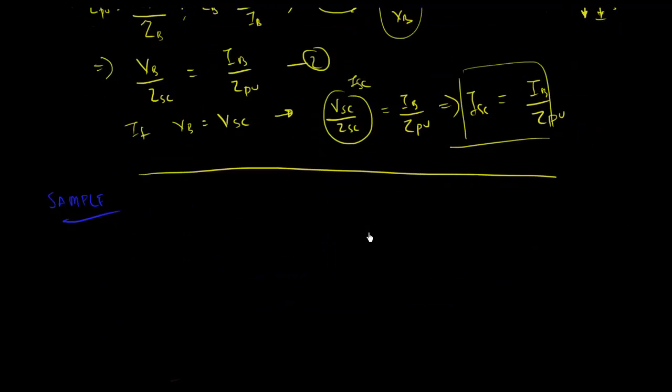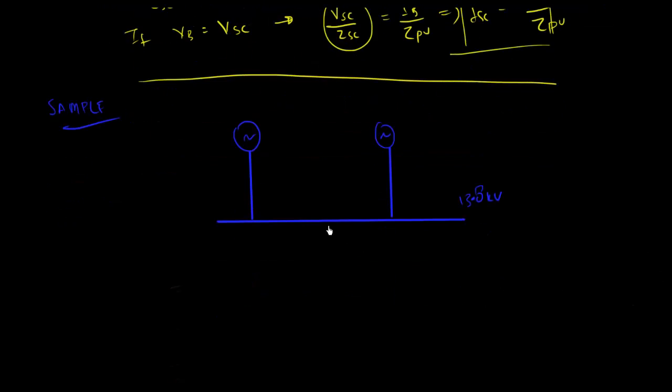Let me leave you with a sample problem. So what I'm going to do is draw out a system here. Let's say this is a 2-generator system. Both the generators are operating at, let's say, 13.8 kV, so this is connected to a 13.8 kV bus. You have a transformer here, and let's say that's directly connected to a load. There's no transmission line. You're going to find out the fault at this level, so the fault's a lot closer to the source.